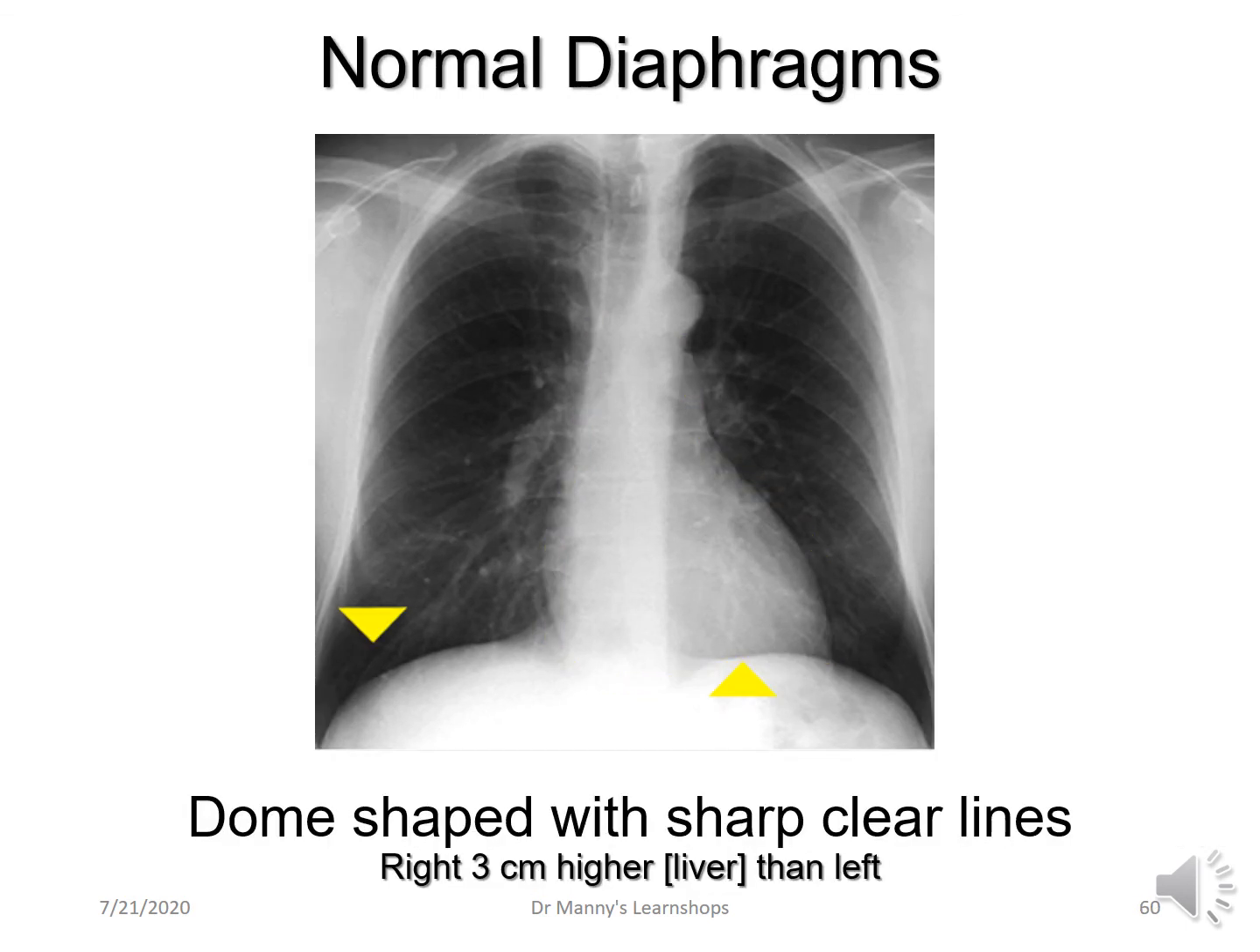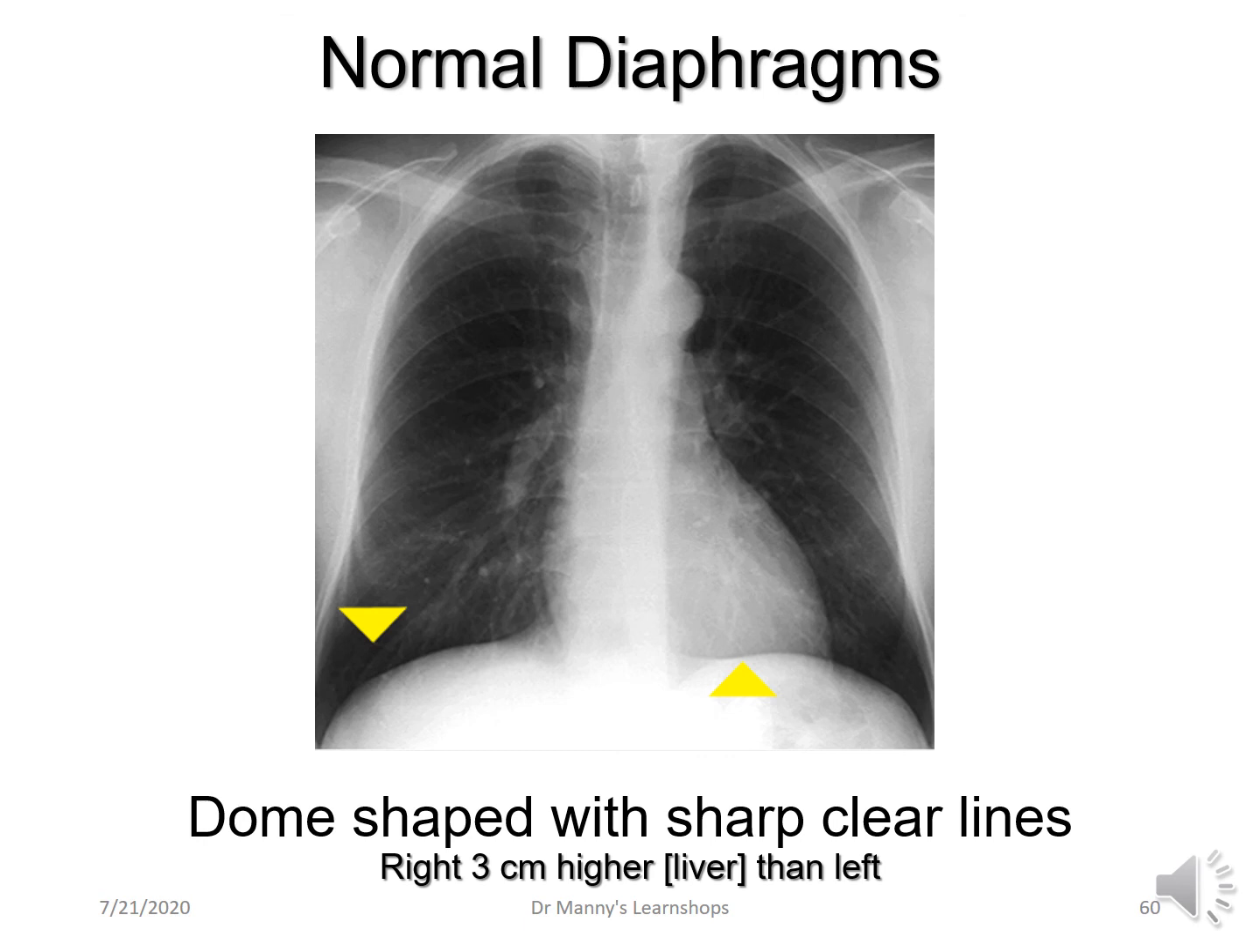When we look at the normal diaphragms, we remember that they're dome-shaped, and their images are really sharp and clear lines. Because remember, we've got an air tissue interface. The lungs are sitting on the diaphragm, which has got the liver under it on the right side. So therefore, the sharp, crisp, clear line should be clear.